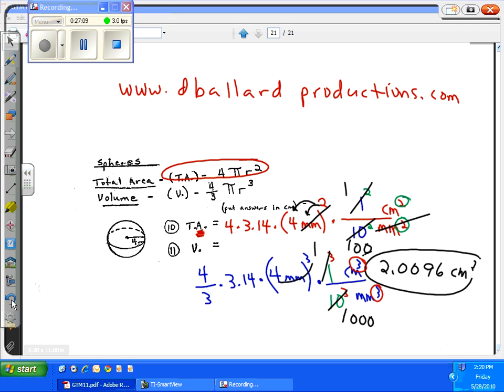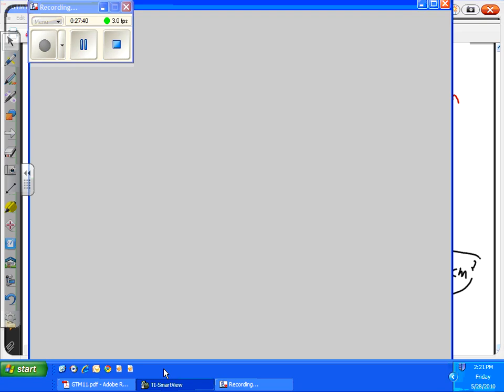Now we're going to lose the milli name and gain the centi name, but that 3 on that exponent still distributes. So on top we've got a 4, a pi, and a 4 cubed. On bottom we have a 3 and 1,000. We're going to multiply by the tops and divide by the bottoms. Multiply by the numerators, divide by the denominators.